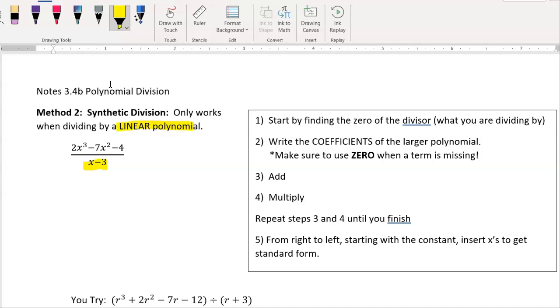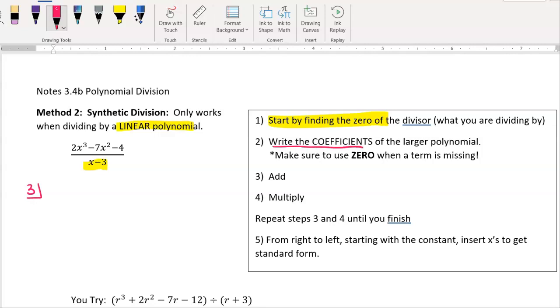That's a linear polynomial. So the first step is you're going to start by finding out what the 0 is. Okay, so we're going to start by finding the 0. So the 0 in this would be, well, what would we put in here for x to get 0 as our answer? That would just be 3. So the 0 would be 3.